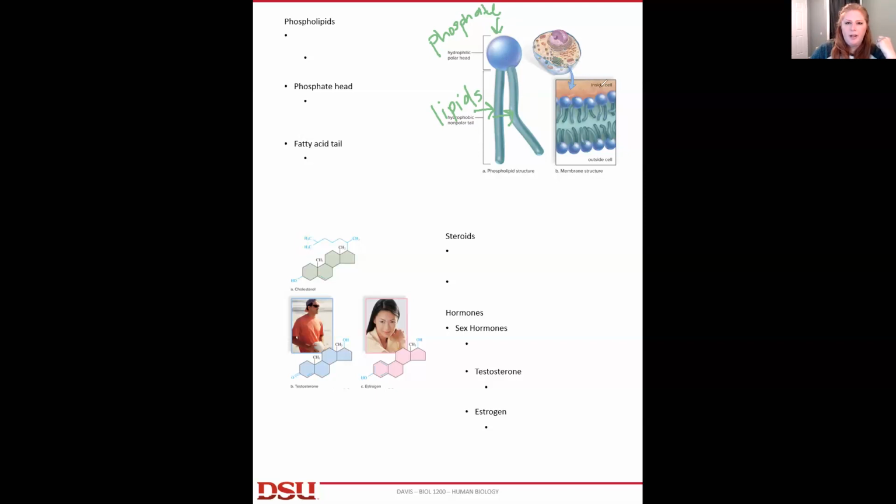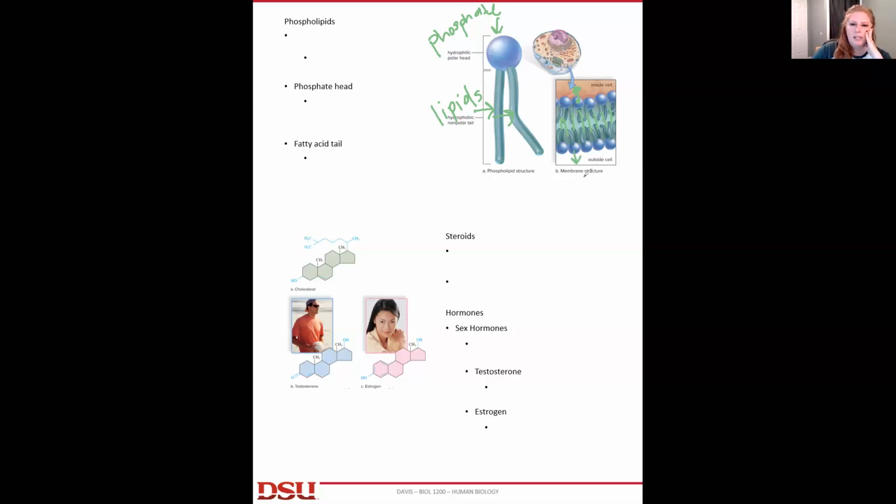Phospholipids in a cell membrane form something called a bilayer, meaning there's two layers, right? So the first has phospholipids that have phosphate heads pointed into the cell. Then notice that the lipid tails line up in the intermembrane space. And then you've got another set of phosphate heads that are facing outside the cell.